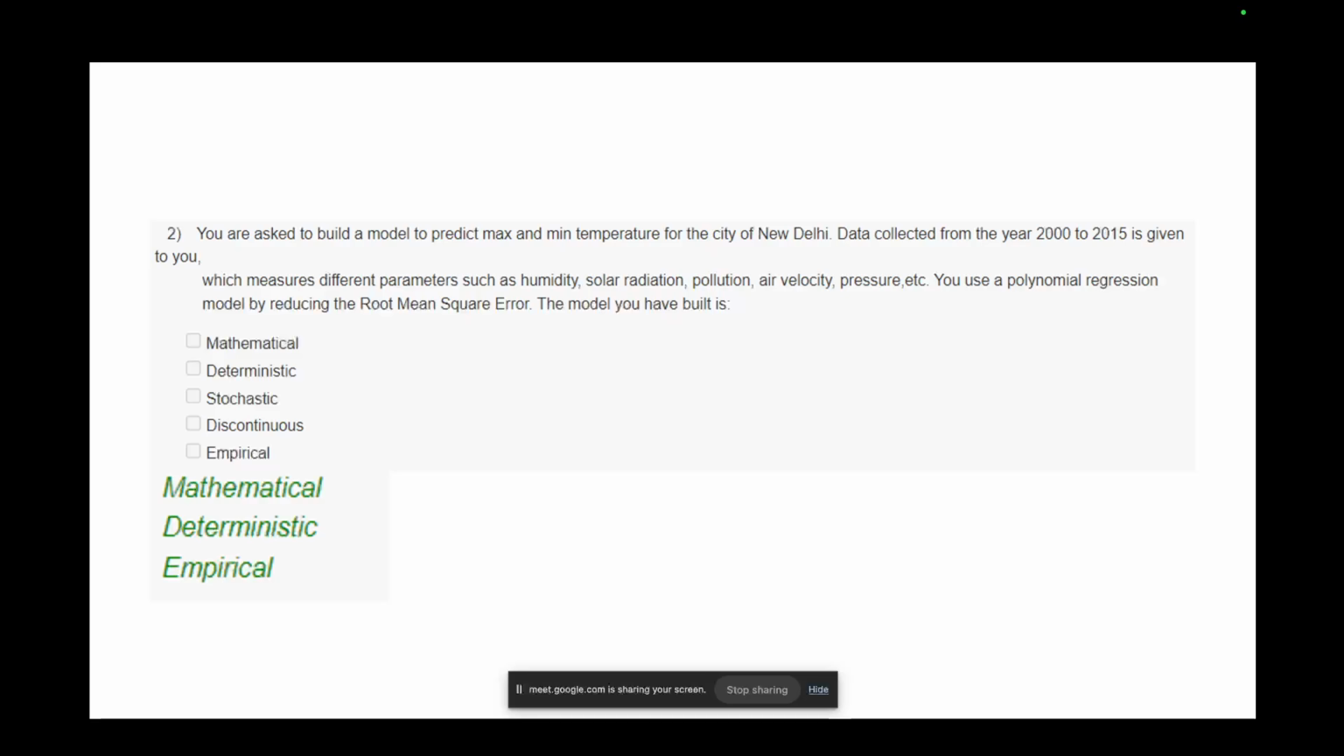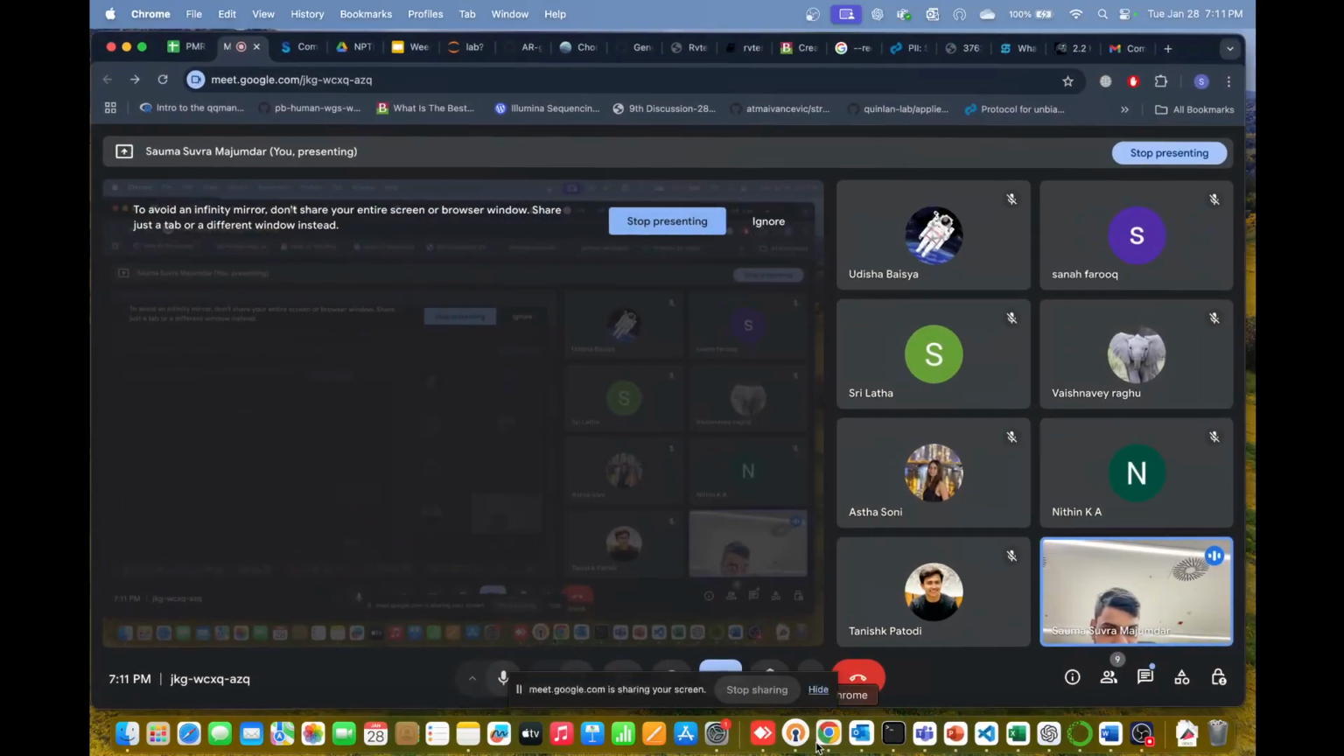And it's empirical because you are modeling based on real world data. You are seeing the data, trying to find patterns inside the data, and then building a framework which will explain the data. That is what empirical modeling means. So technically we are doing mathematical, deterministic, and empirical modeling. So I think that answer was correct.